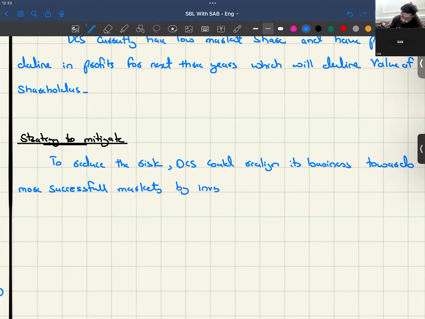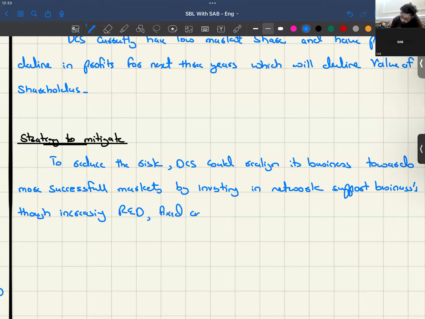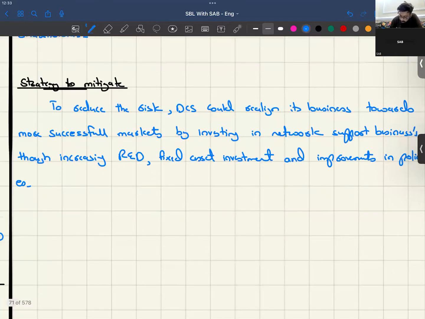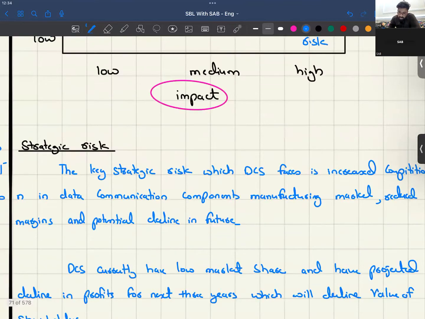By investing in network support businesses, through increasing R&D, fixed asset investment, and improvements in policies, right? This can reduce the strategic risk.